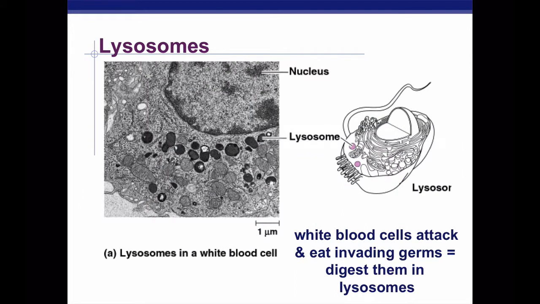Lysosomes are very, very important, especially in the immune system. On the left-hand side here are white blood cells, and white blood cells have a lot of lysosomes because remember, they're going to come in contact with invading germs, bacteria and whatnot that they need to destroy, and lysosomes are going to bust open and break down that bad guy.